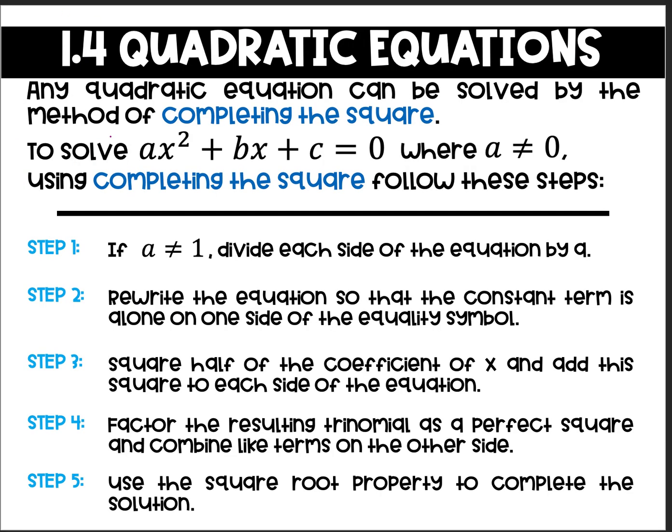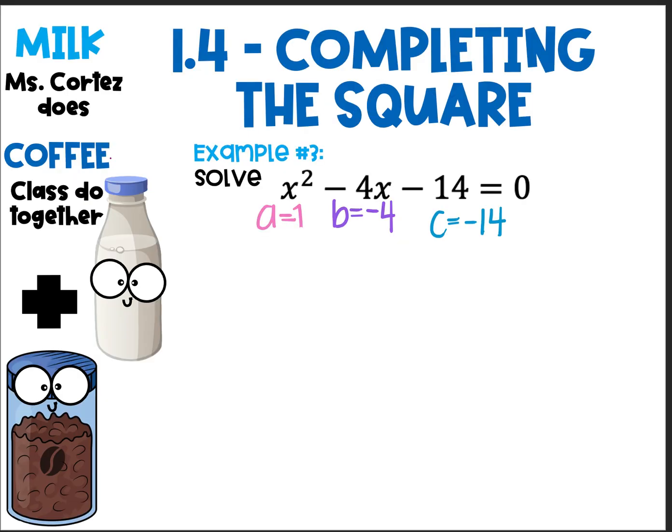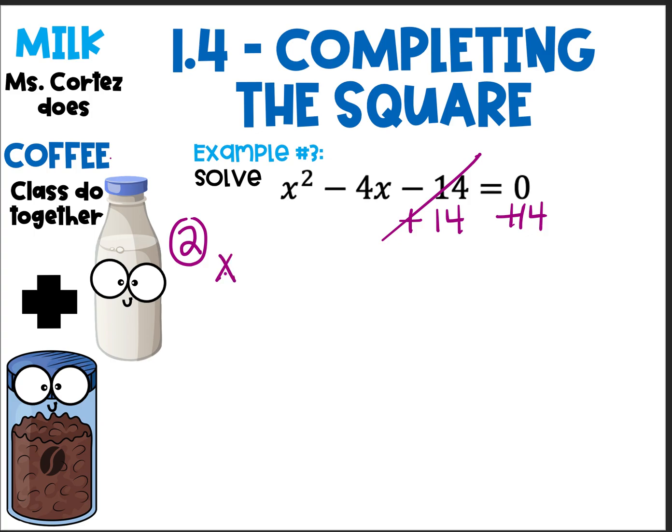Because my a is 1, I skip step number 1. Now I rewrite the equation so that the constant term is on the right side. I'm going to move this negative 14 to the right side of my equation by adding 14 on both sides. Plus 14, plus 14. This is my second step. Now I have x squared minus 4x equals 14.